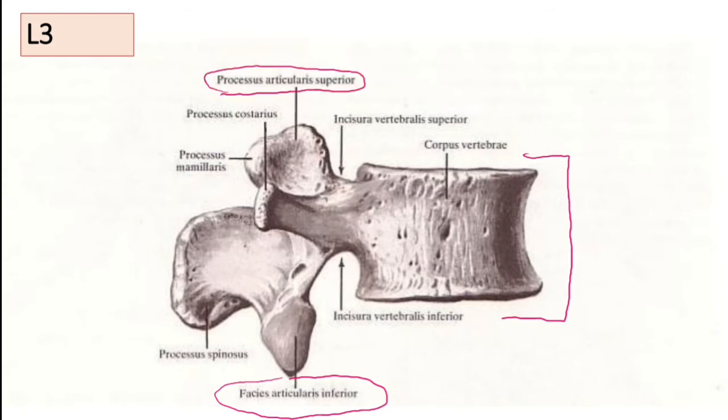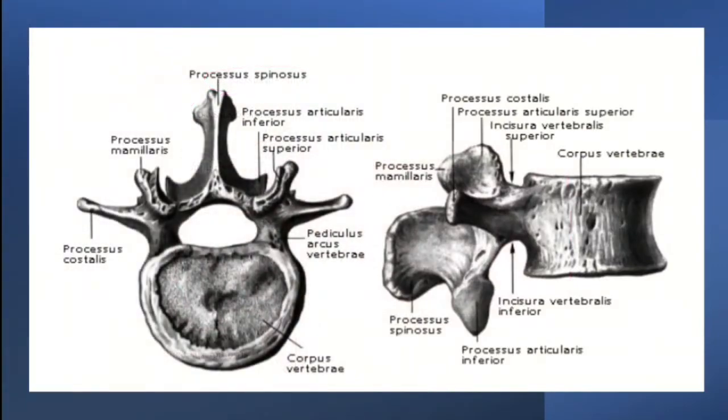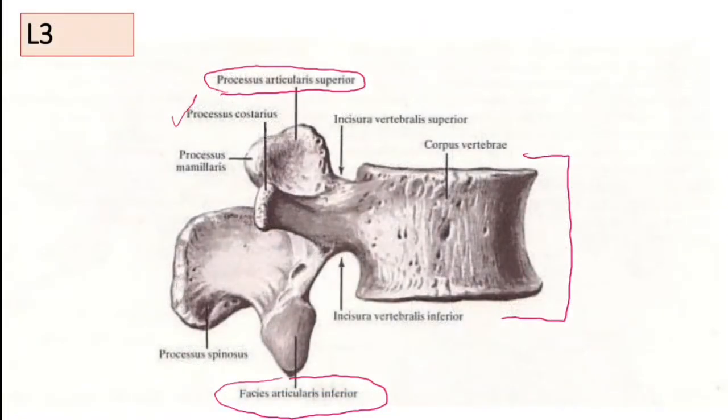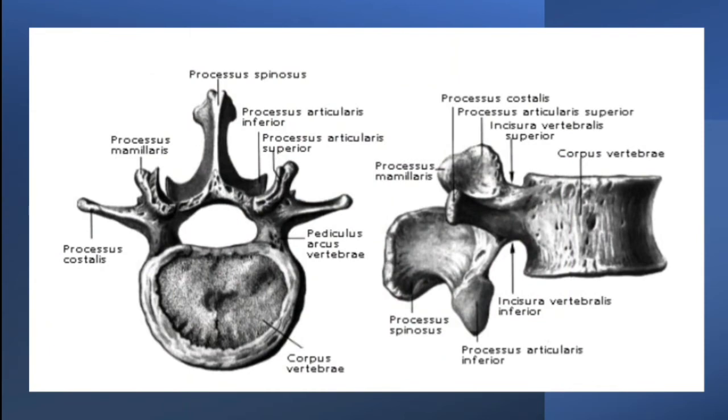And the processus articularis superior. You can see here processus costarius there. That was the side view, and it's here again on the right side. On the left is the superior view. You can see the processus costalis, and you can see the mammillary process, processus mammillaris.